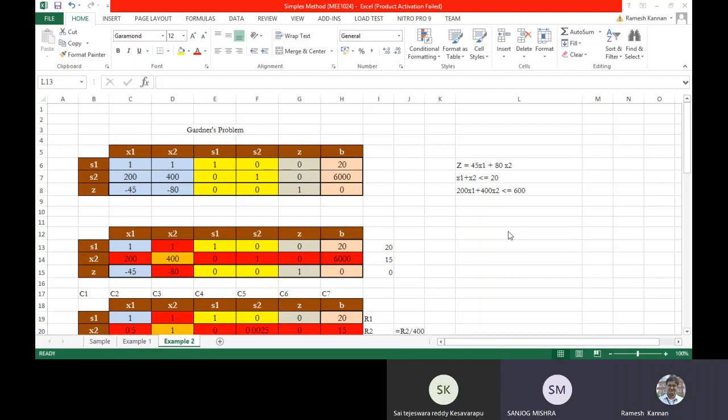Have you solved it? Yes, so both x1 and x2 values are 10, and the maximum value is 1250. Very good, that's correct. Perfectly fine. Sai, do you get the same value or do you need some more time?